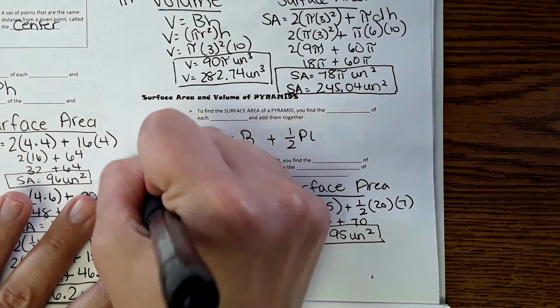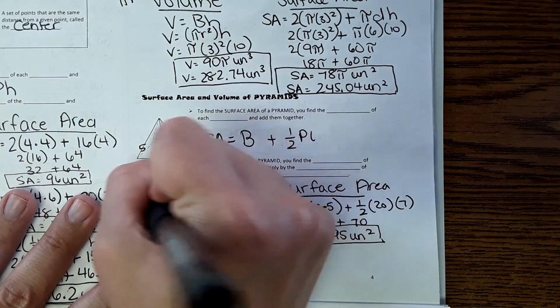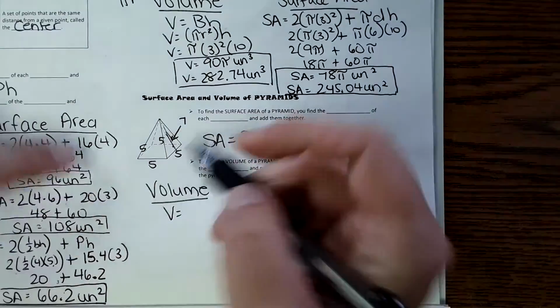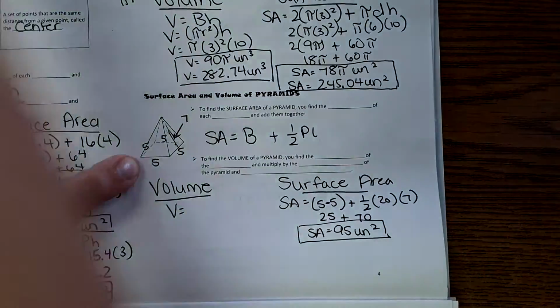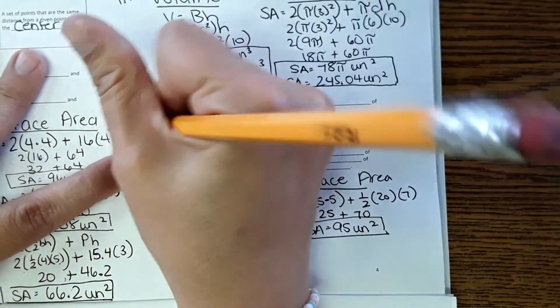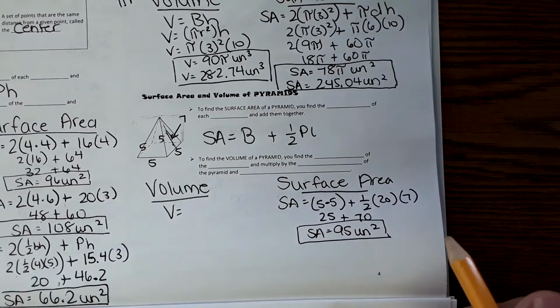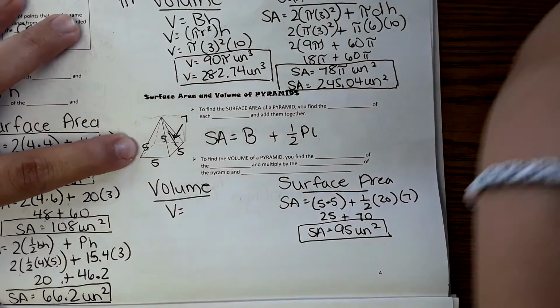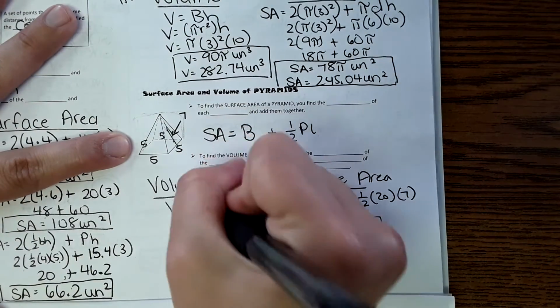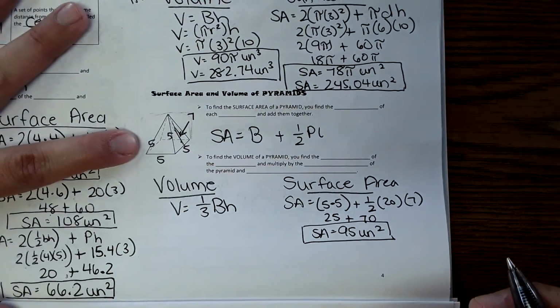Next, volume of a pyramid. Here's where the equation changes. If I were to find the area of the base and multiply it by the height, it would take up all this space that really isn't part of the pyramid. So a pyramid or a cone is actually 1/3 of that space. So 1/3 area of the base times the height.